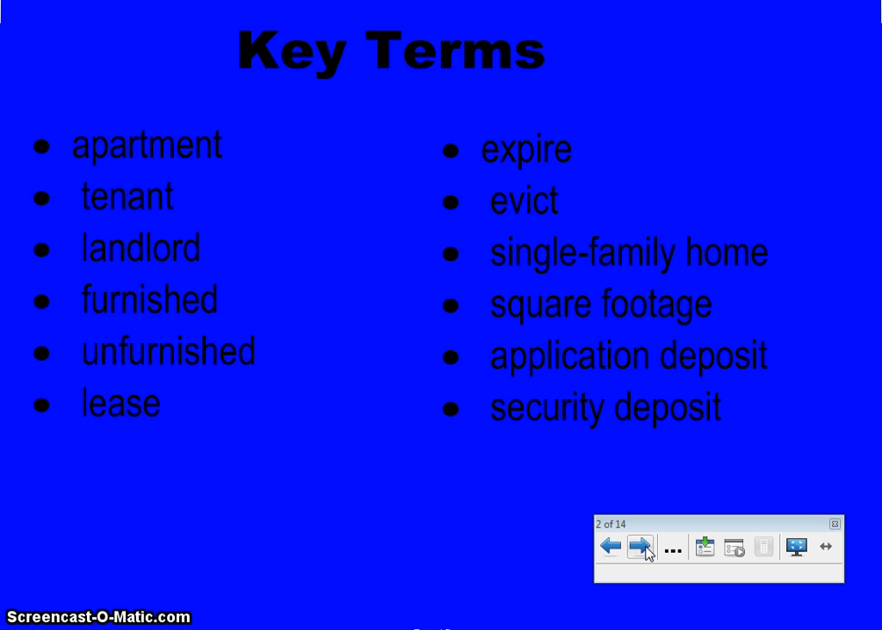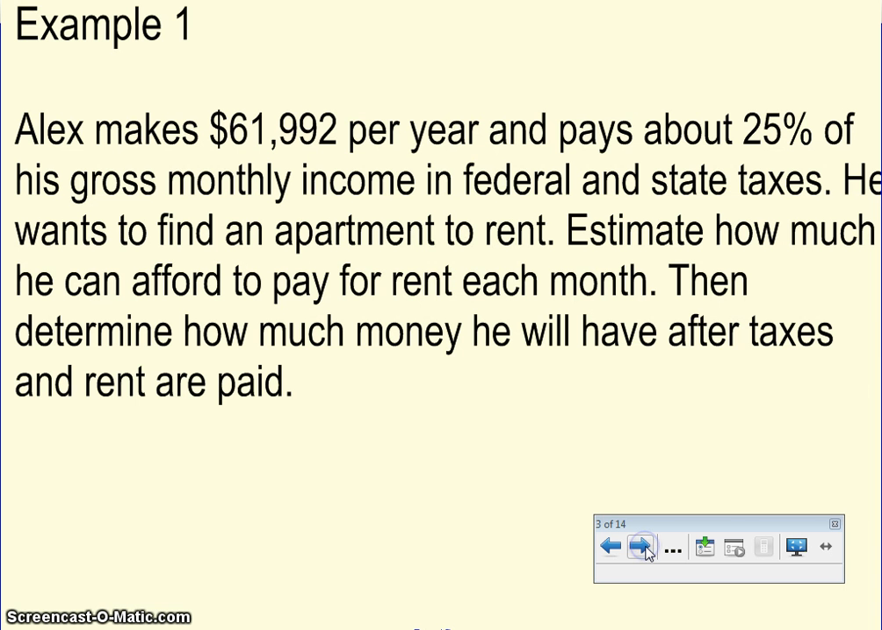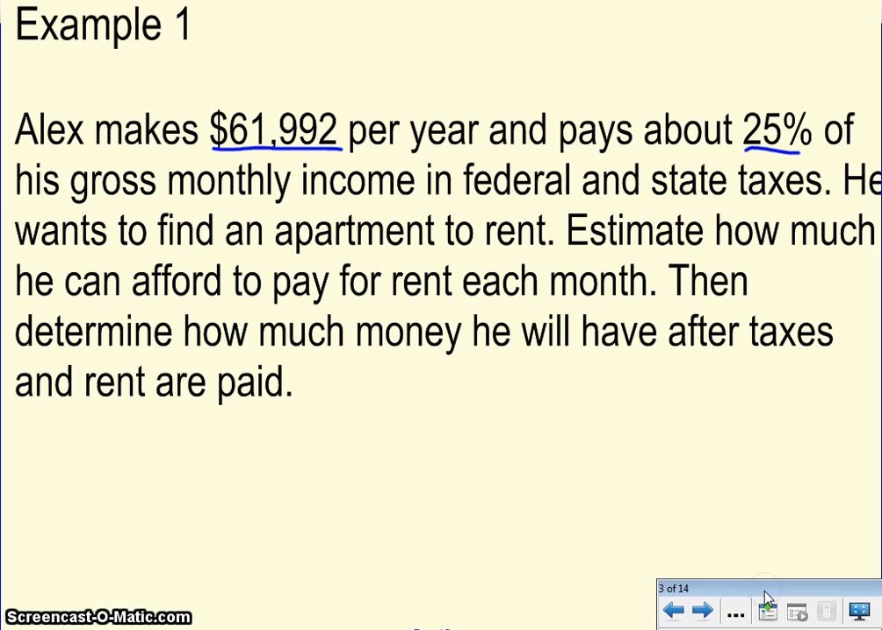Here you've got your vocabulary for the chapter. Make sure you've reviewed that before going in and working through the problems. All right, example 1, it says Alex makes $61,992 per year, and he pays about 25% of his gross monthly income in state and federal taxes. He wants to find an apartment to rent, estimate how much he can afford in rent each month, then determine how much he will have after everything is all paid.